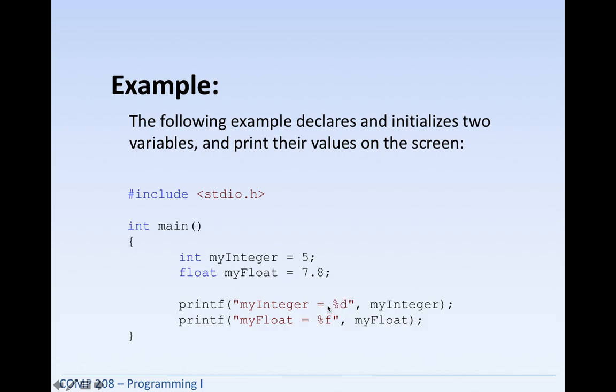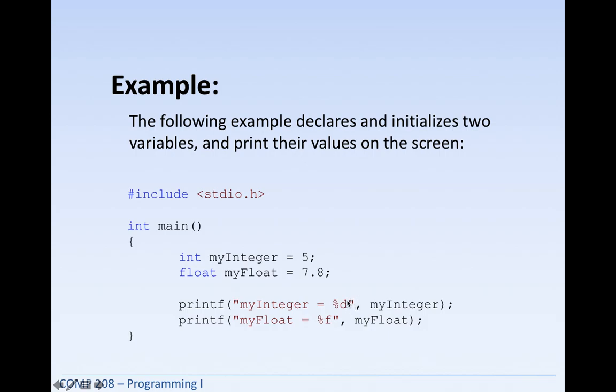However, the only meaningful thing here is the percentage. Whenever you have a percentage, this is for the format specifier. The compiler will look at the letter beside it. If it says D, this tells the compiler that it is followed by this string of characters. How do we know that this is a string of characters?